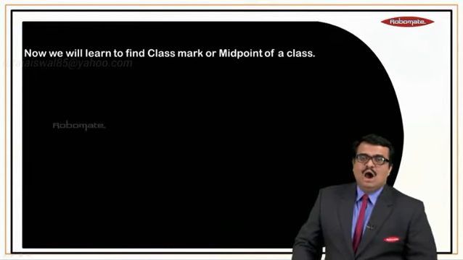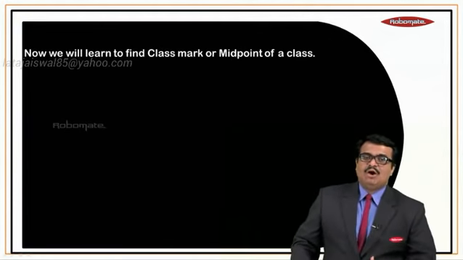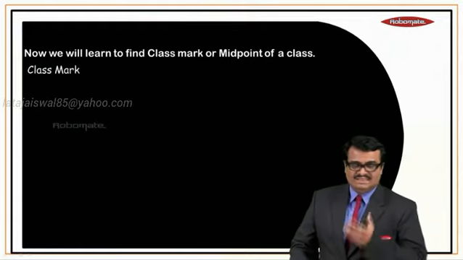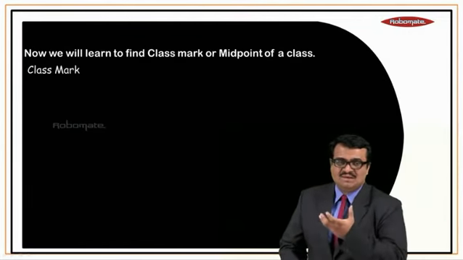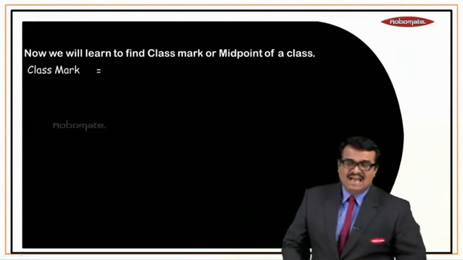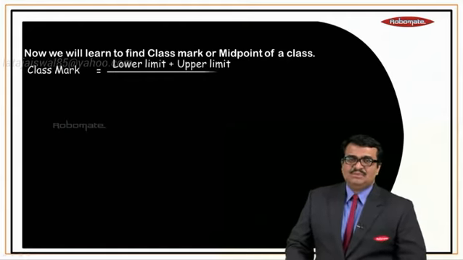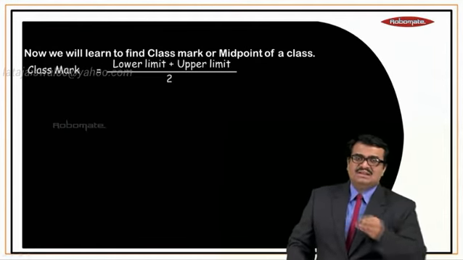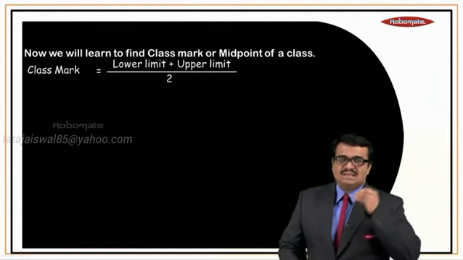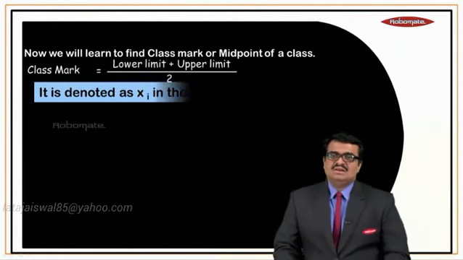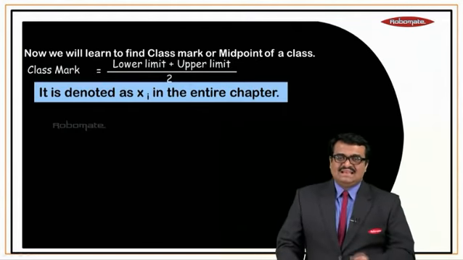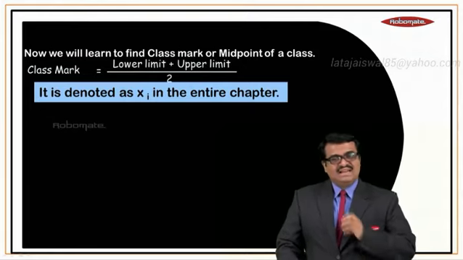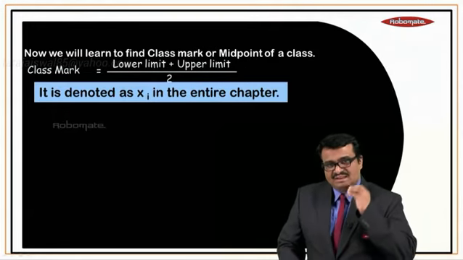Now we will learn how to find the class mark or midpoint of a class. What is the meaning of the word class mark or midpoint? Class mark or midpoint is nothing but lower limit plus upper limit, the whole upon 2. It is denoted by the letter xi in this entire chapter.